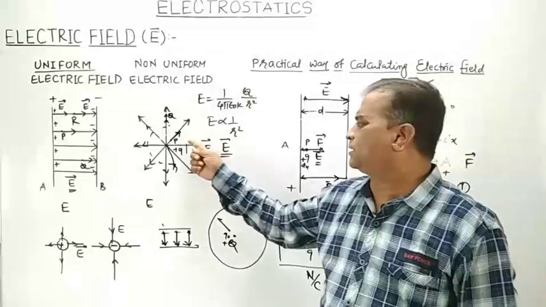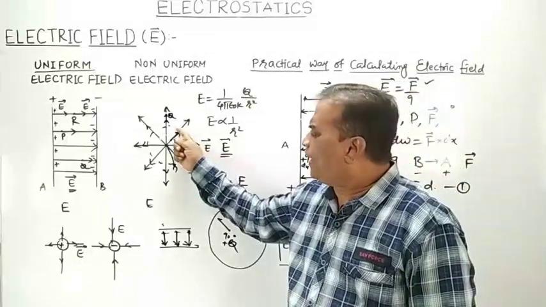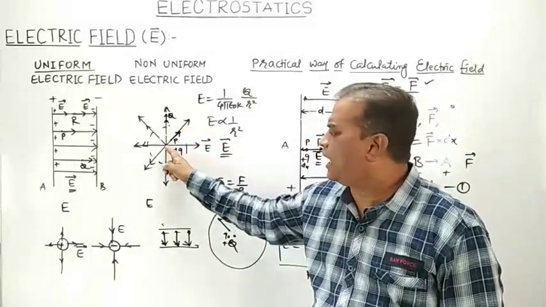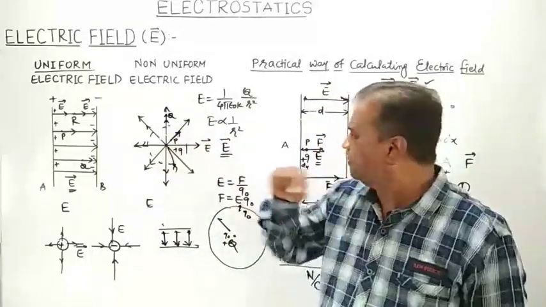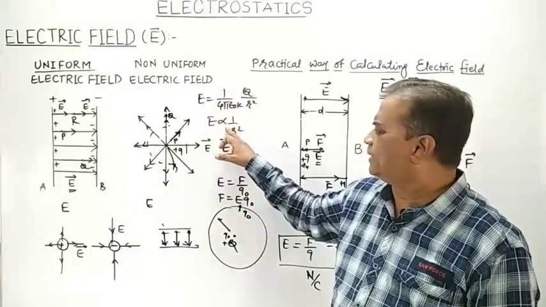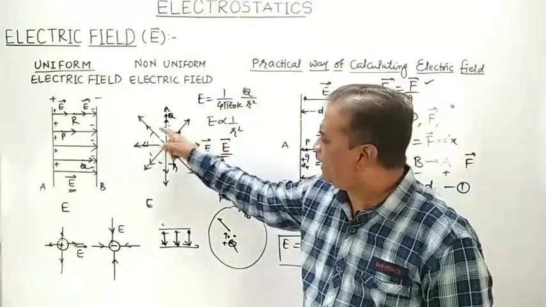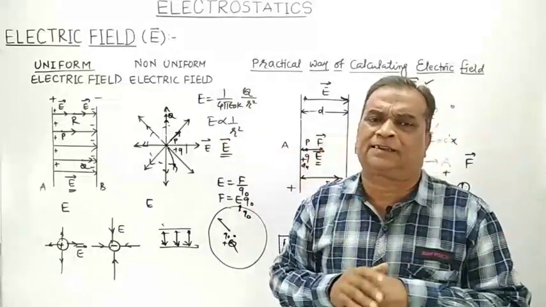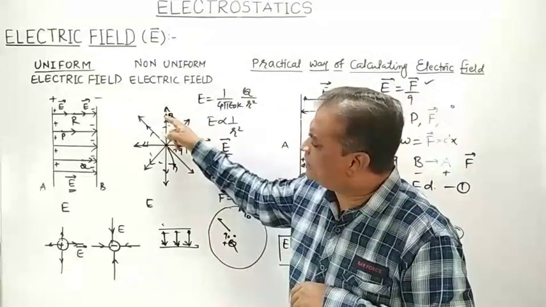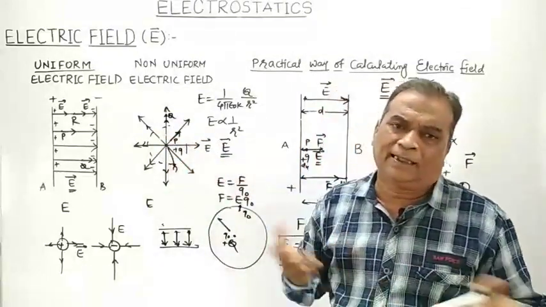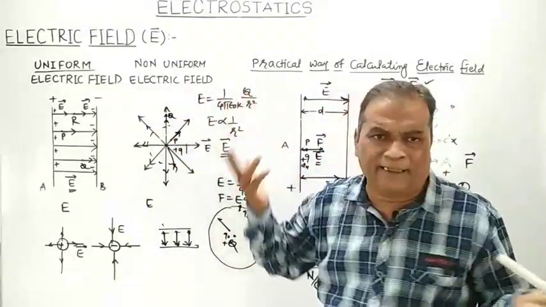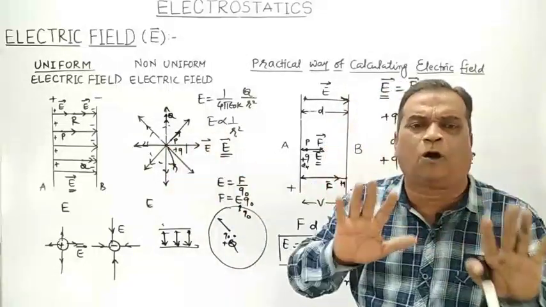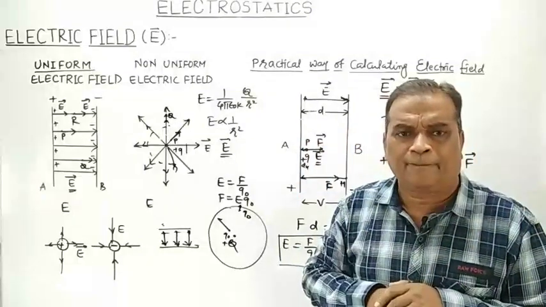You may have a situation where I consider all the points which are at the same distance r from the given charge. No doubt the magnitude of electric intensity at every such point at the same distance is the same, but their directions at different points are different. Naturally, the electric field is different at different points. So the field produced by a point charge is a non-uniform electric field.